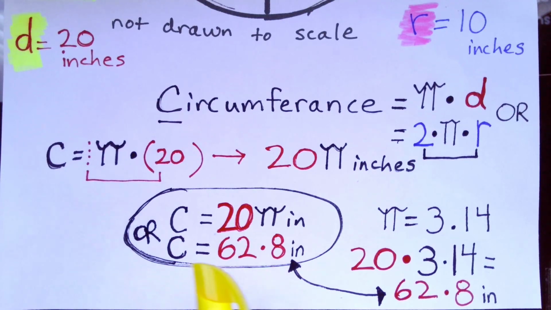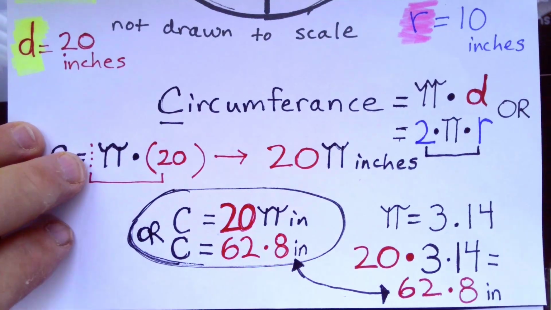But what I want to point out is both of these answers are absolutely correct. They are just in one form or the other. One form of the answer has the pi symbol. The other form is a little more simplified by substituting 3.14 for pi. 3.14 times 20 is 62.8 inches. So that is the circumference of this pizza pie.